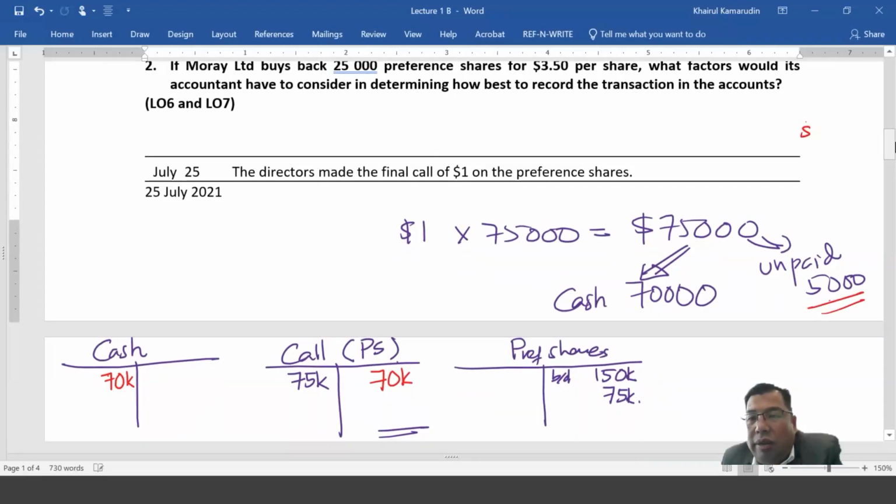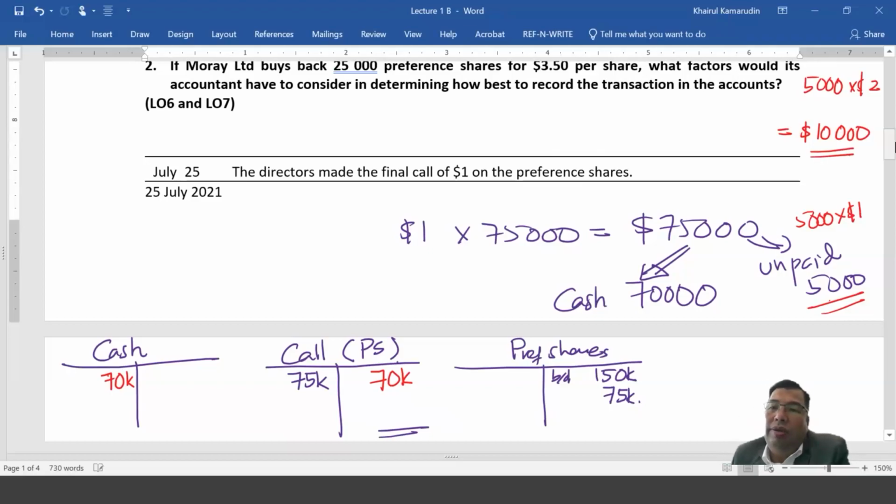Okay, so what it means here is that this 5,000 is unpaid. Before this, they already paid 10,000. Are you okay with me? Because this is 5,000 multiplied by $1. They failed to pay this 5,000. Before this, they paid 5,000 times $2. So this is 10,000. We're going to forfeit this 10,000. Are you okay with me? Do you know how we get 10,000?